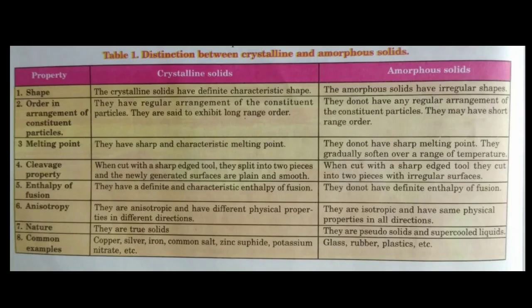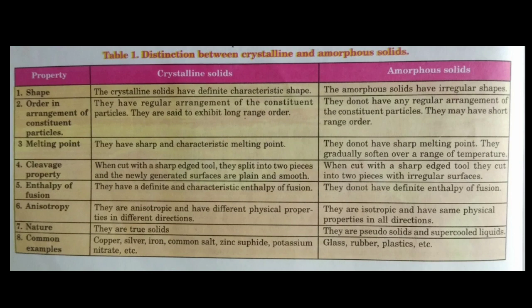The next one is enthalpy of fusion. Crystalline solids have a definite and characteristic enthalpy of fusion, whereas amorphous solids do not have a definite enthalpy of fusion. Next, anisotropy. Crystalline solids are anisotropic and have different physical properties in different directions, whereas amorphous solids are isotropic and have the same physical properties in all directions.